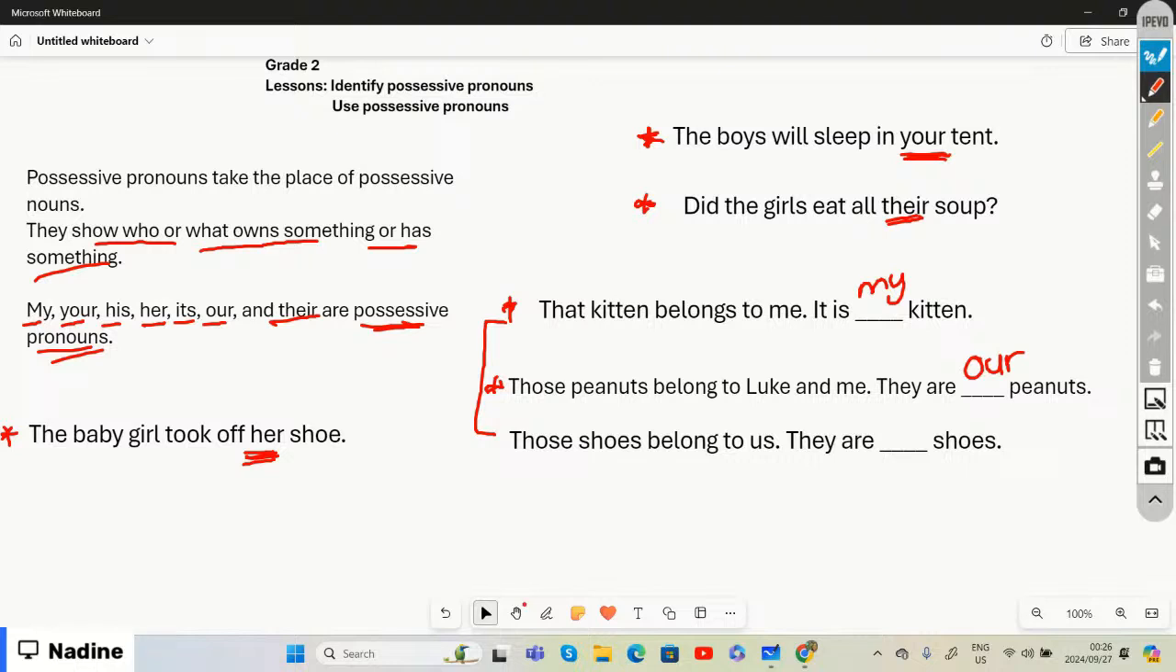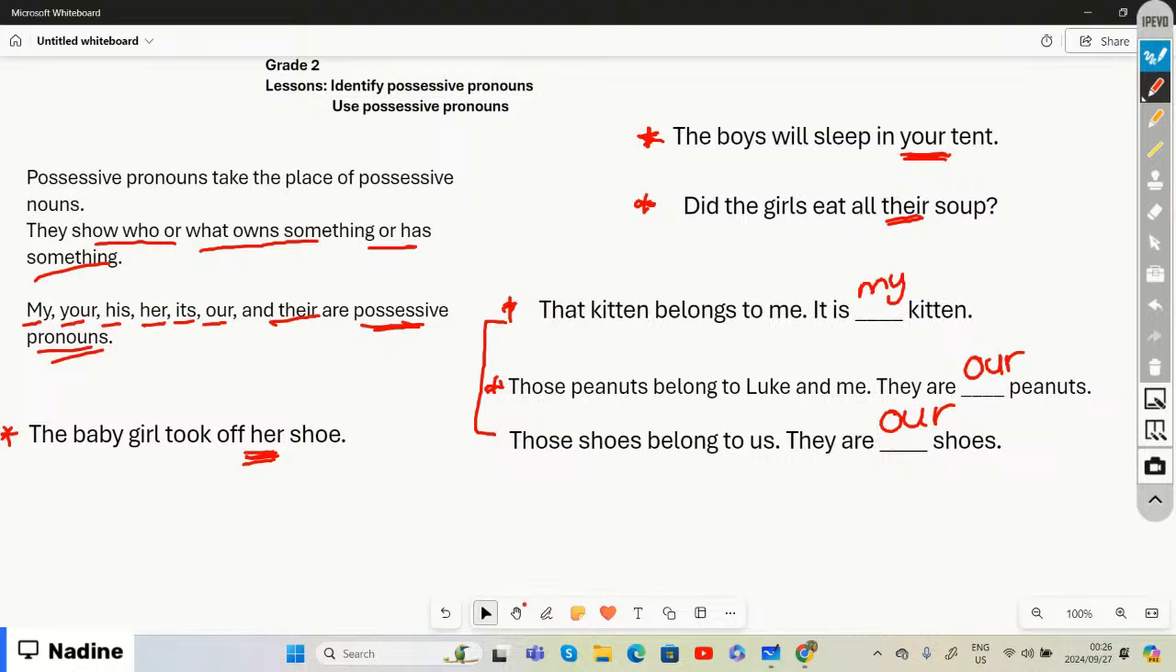So we need to choose the correct one. If the shoes belong to us, then we can say they are our shoes. So whether it belongs to Luke and me or it belongs to us, we say it is our shoes, right? And that is how we can use possessive pronouns as well as identify possessive pronouns.